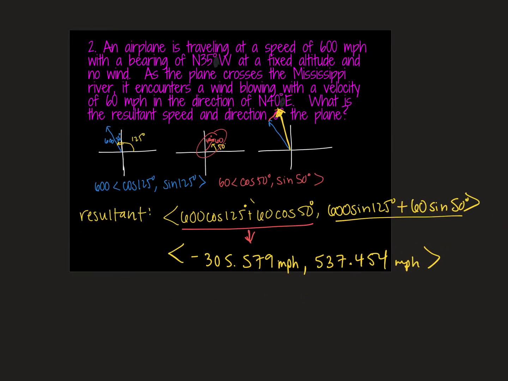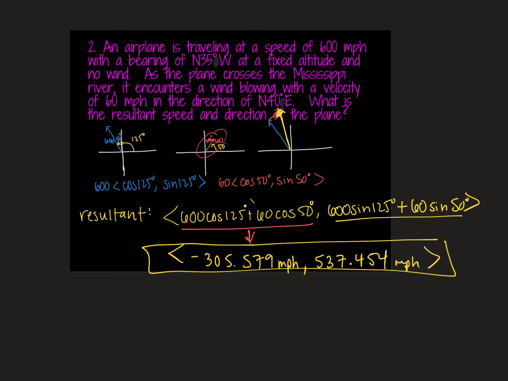Okay, so this is this vector in component form, right? And that does make sense, right? We're in the second quadrant. We have a negative horizontal movement and a positive vertical movement. So that does make sense with the scenario we're in.